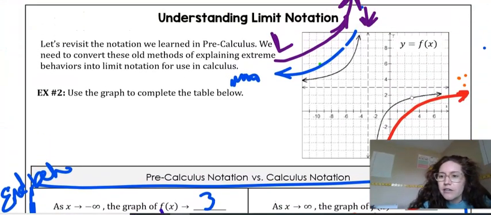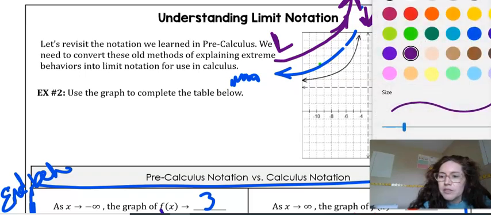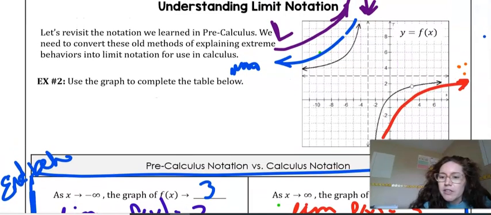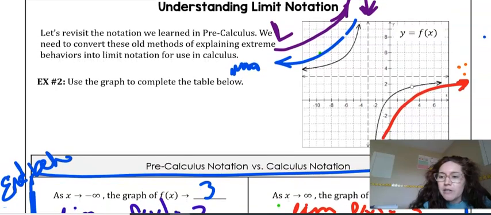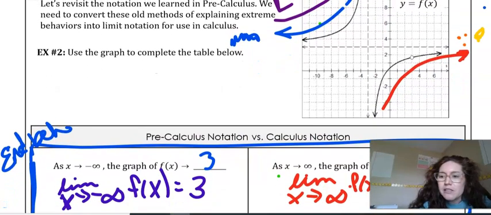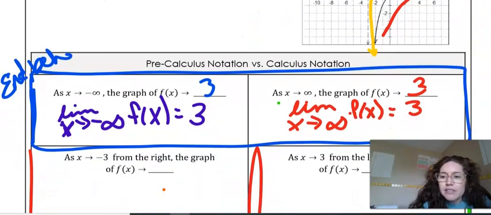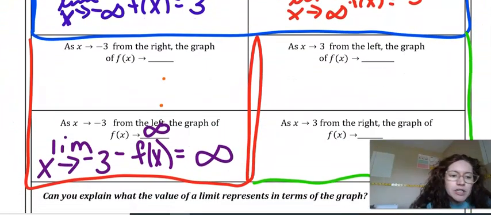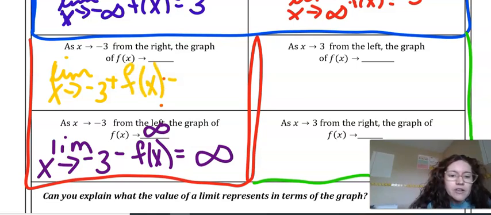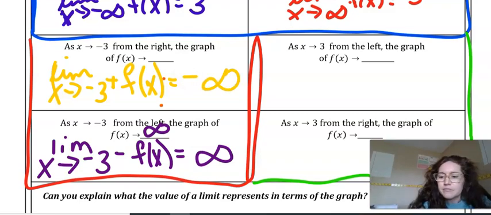All right, now yellow sounds good. I'll regret that soon. Now I'm going to approach the -3 again, but this time from the right. That means starting over here. It's going all the way down, and all the way down is known as negative infinity. So this one we write: the limit as x approaches -3 from the right of f of x equals negative infinity.